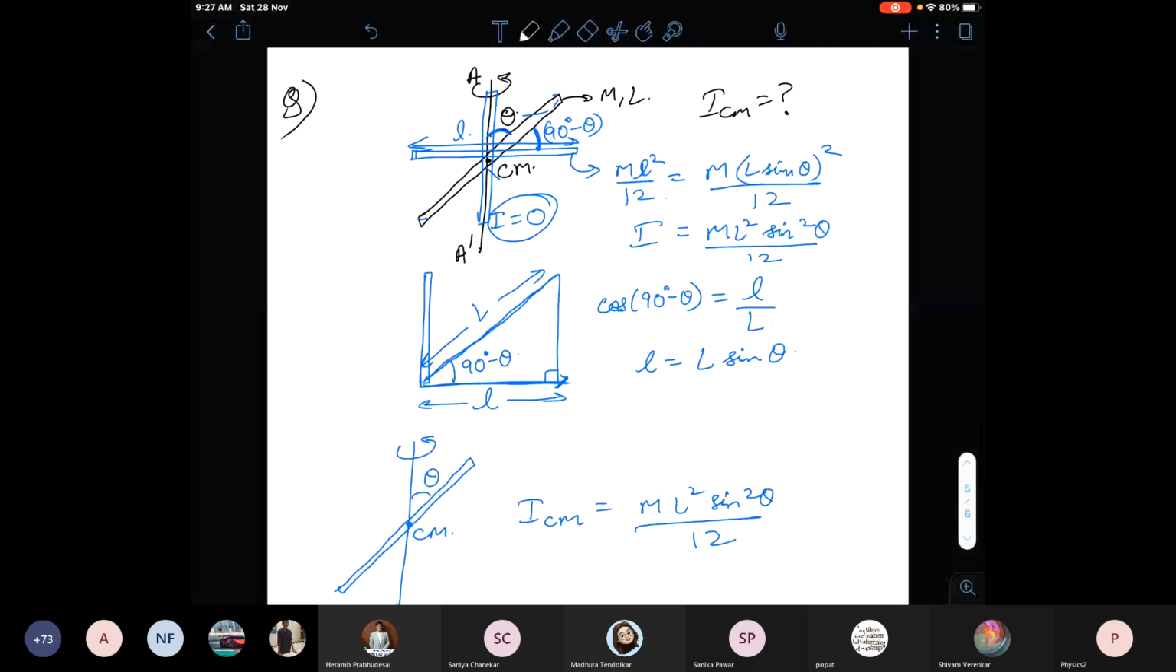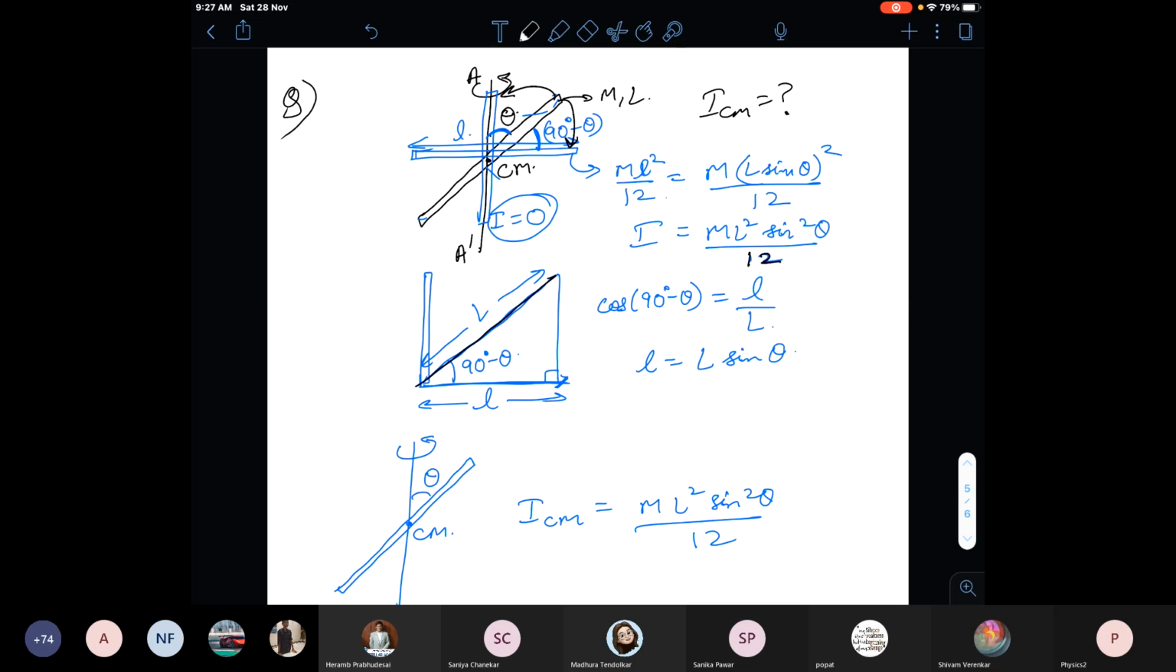So see, in this problem we had to calculate the moment of inertia about a rod which is at an angle theta from the axis of rotation, that is AA dash. So what we did is we broke it down into two components: one is the perpendicular component, the other is the parallel component. The perpendicular component's moment of inertia came out to be ml square sine square theta by 12. How? Let's see.